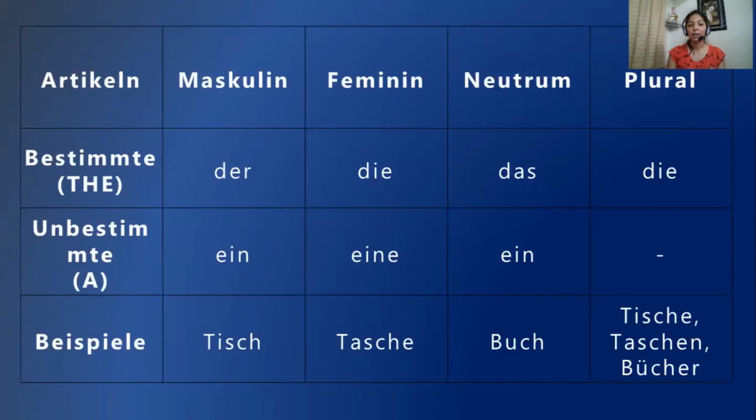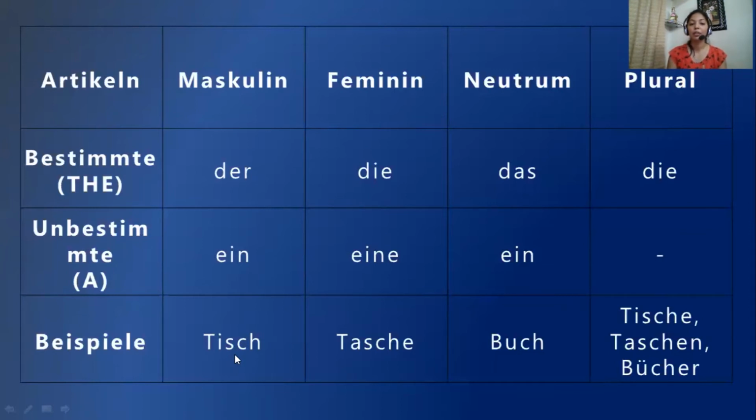In German, Tisch means a table, and the table is masculine. Tasche, which means a bag, is feminine. Book, das Buch, is Neutrum. And the plurals are Tische, Taschen, and Bücher. Okay, so how do we remember all this? This is the basic struggle of learning the articles. You always remember the substantive with the article. This is a point to be noted.